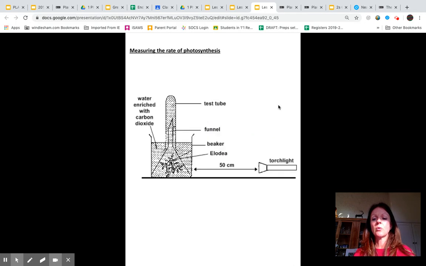Now, a slightly more complex set of apparatus here, where you have a funnel over the top of the pondweed, and you have this inverted test tube.